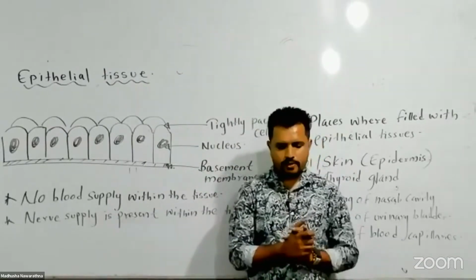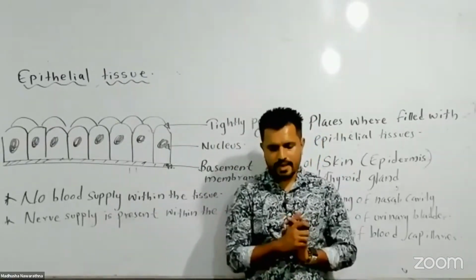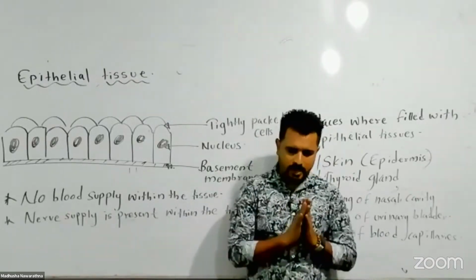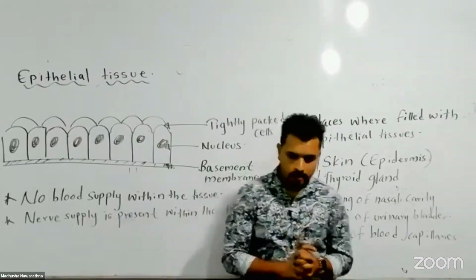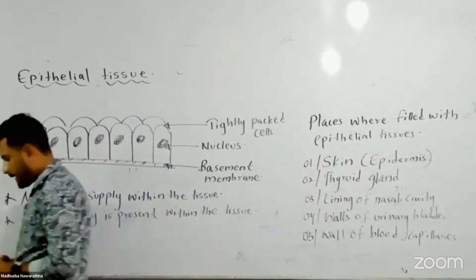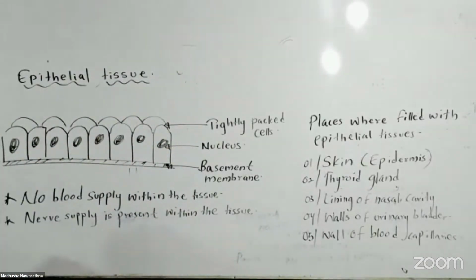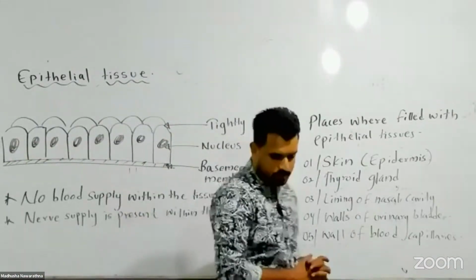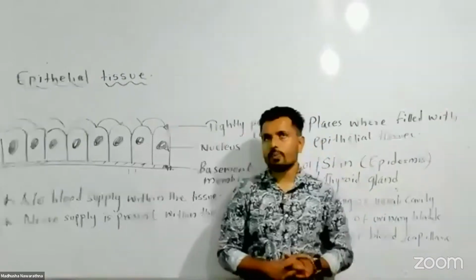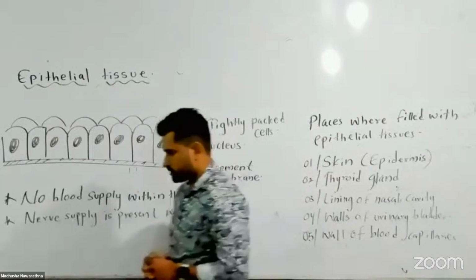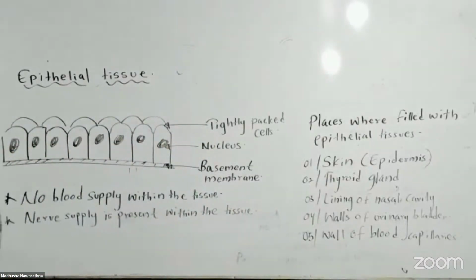So most connective tissues possess nerves and blood supply. An important point. Most of the connective tissues possess nerves and blood supply. Right? Okay, guys. Write this topic, connective tissues.